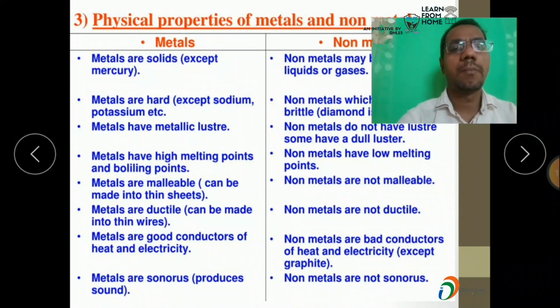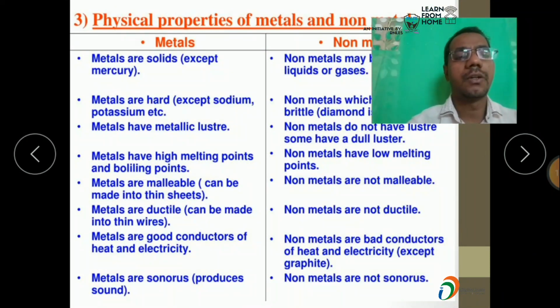So this property of metals is called sonorous. But non-metals do not produce such a sound, so that's why non-metals are not sonorous.